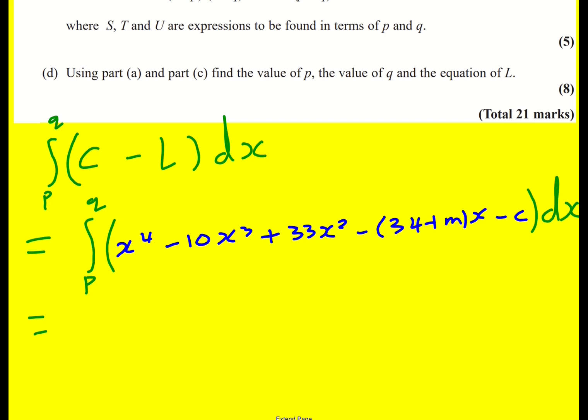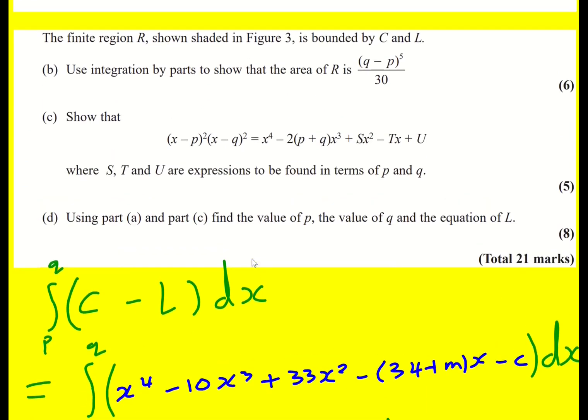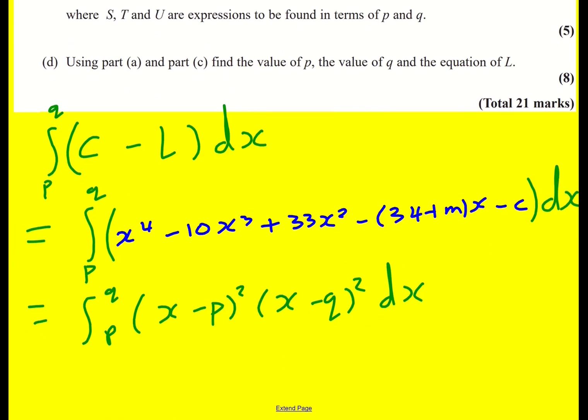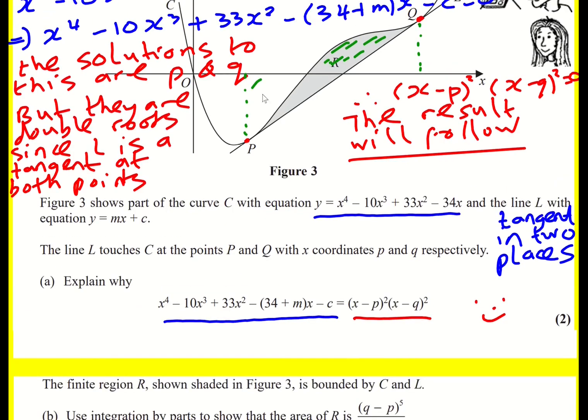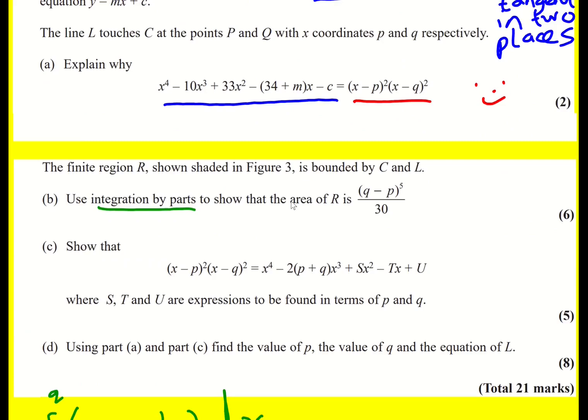But the key thing is not to start integrating this because we were given a massive clue. We were told this function can actually be written as x minus p squared, x minus q squared. And we're also told to integrate by parts. So that was a big clue because you would never integrate this blue one by parts. So that's where we're up to. I hope I've convinced you about that. We're finding the area between the two curves. It makes sense for this region. You have to really think about it for the negative region, but it is still the curve minus the line to get the positive area.